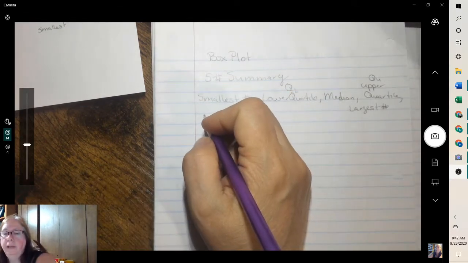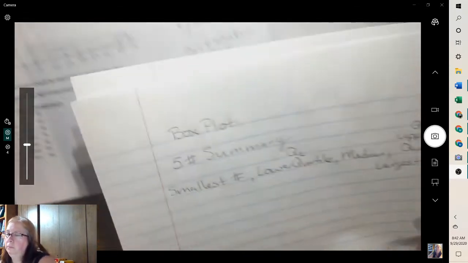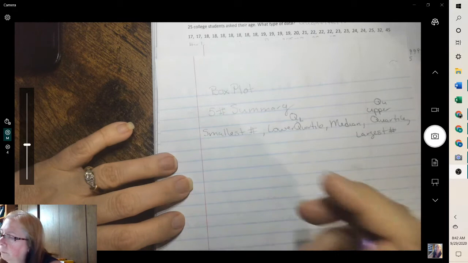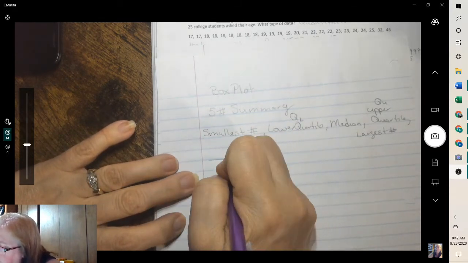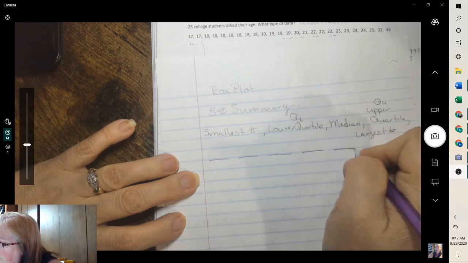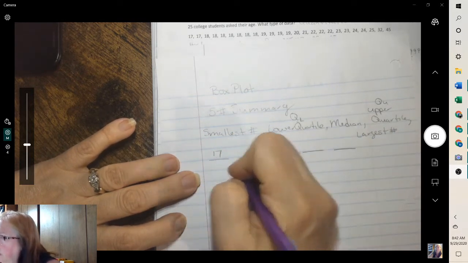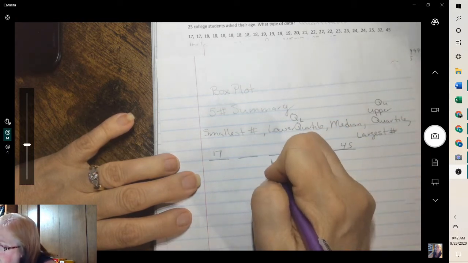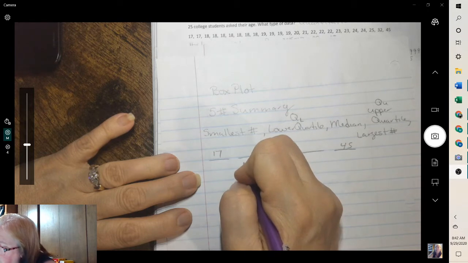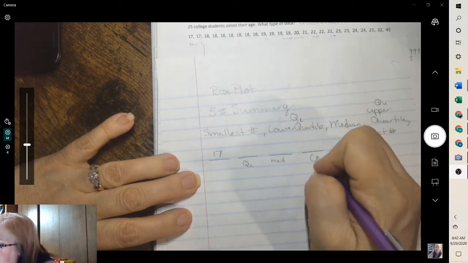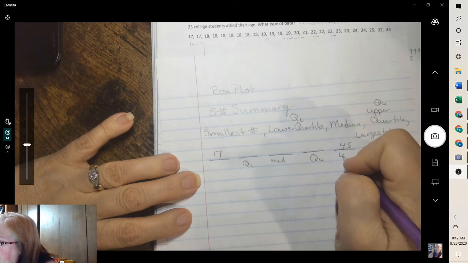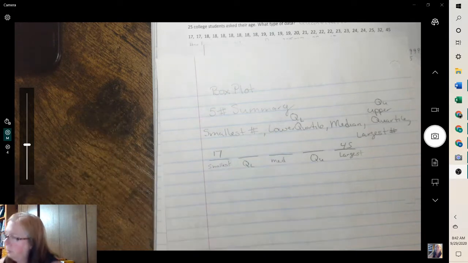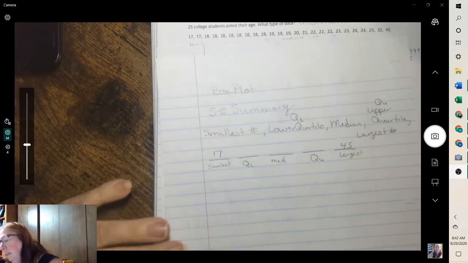So for our data, our smallest value, 17. Largest, 45. This one's the median. This is the lower quartile, upper quartile, largest and smallest. The median is the middle value.